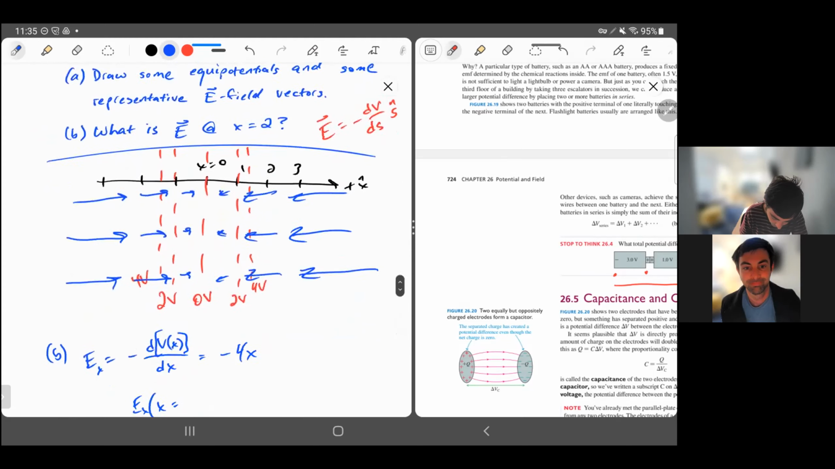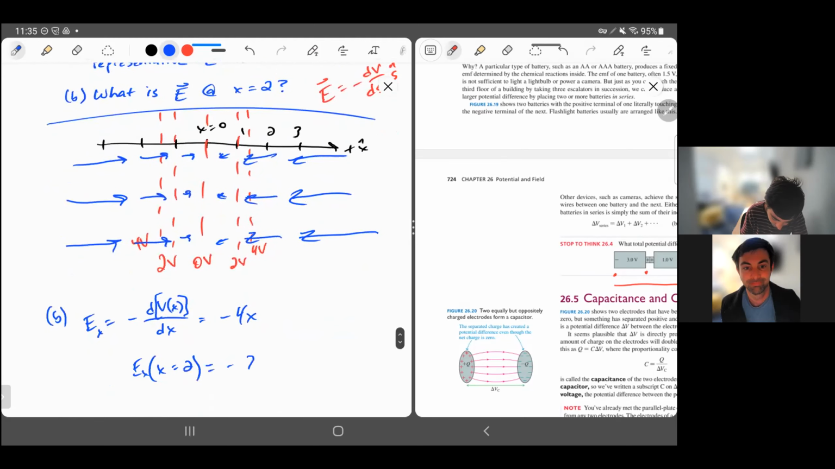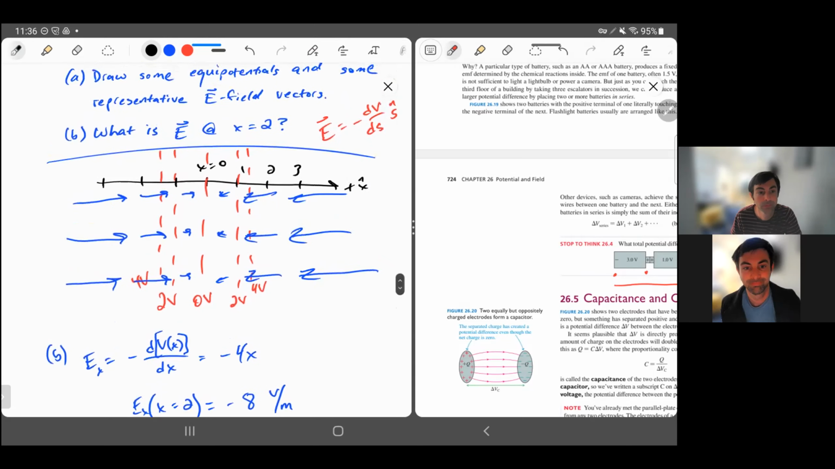In particular, at x equals 2, we get -8. Volts per meter is the units for electric field, so if everything's in SI units, it'll be -8 volts per meter. And this tracks with our picture, right? If you look at x equals 2, the electric field is pointing in the negative x direction. So it looks okay. The signs seem to work out.